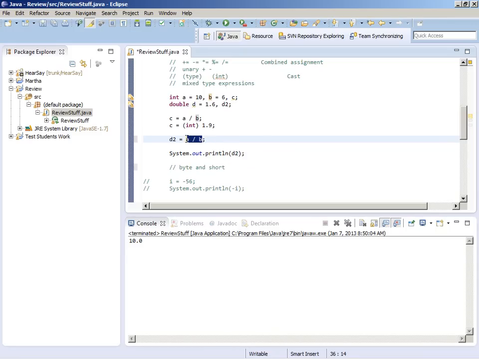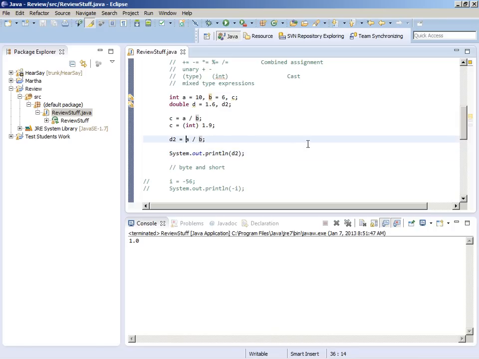So we would have this 10 divided by 6 is 1, and then we've got an int assigned to a double. What is the data type of the assignment? That would be a double. So we implicitly promote this to a 1.0 and assign it to D2. So what gets printed here is 1.0. The information was already lost.